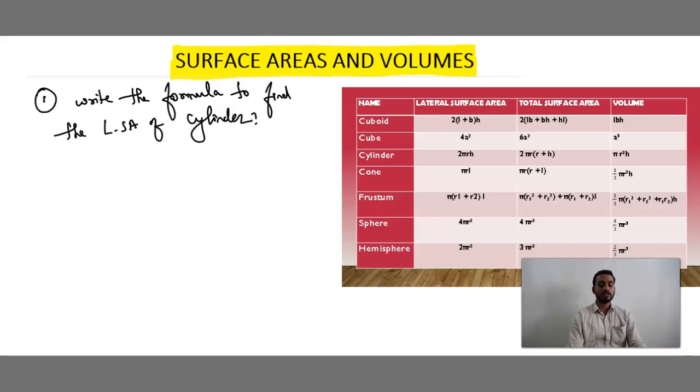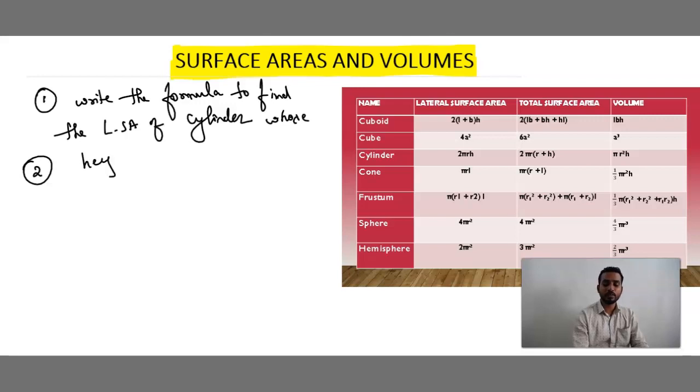They can ask you the question like this directly. Write the formula to find the lateral surface area of cylinder. Sometimes if they want to twist something, okay, they may ask you the question like this. To find the lateral surface area of cylinder whose height or radius, something they will change, whose height is x units. They will give you like this, whose height is x units.